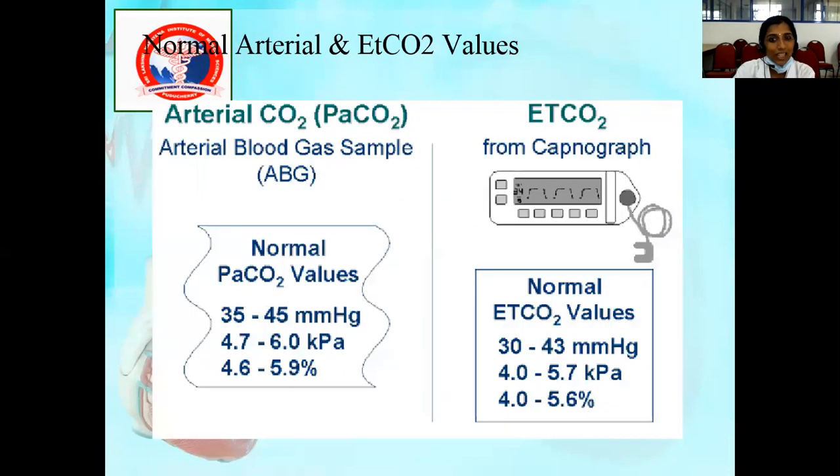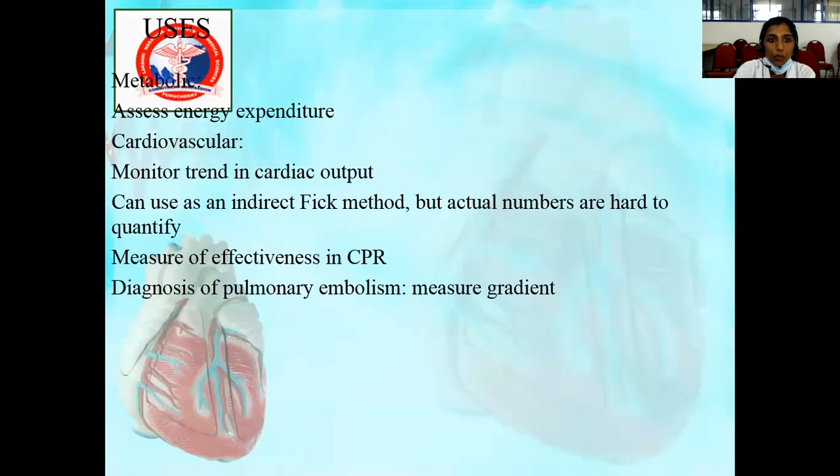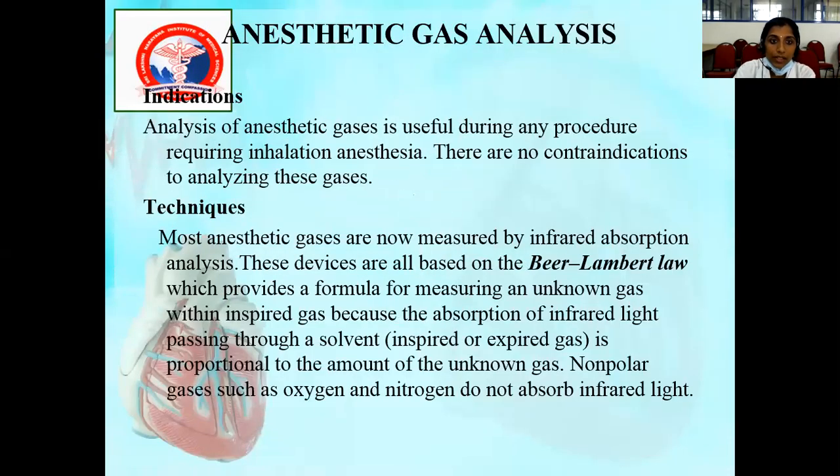So basically this EtCO2 more or less corresponds to our arterial CO2 values. Okay. So this is about this. Then the other kind of monitor: we give a mixture of gases in general anesthesia, which includes oxygen, nitrous, air, and a combination of some volatile anesthetic agents. So these are also measured by infrared absorption using the Beer-Lambert law.